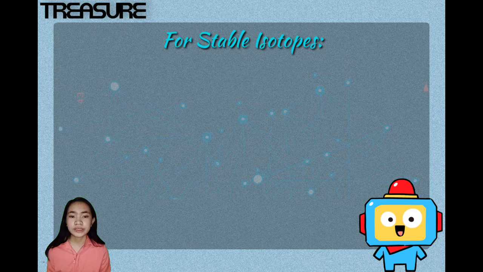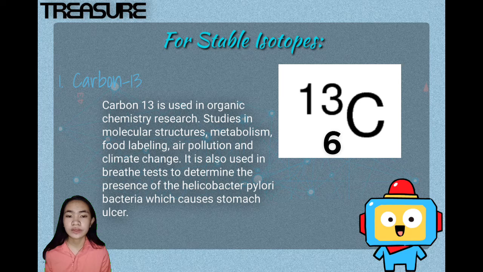For stable isotopes, we have carbon-13 first. Carbon-13 is used in organic chemistry research, studies in molecular structures, metabolism, food labeling, air pollution, and climate change. It is also used in breath tests to determine the presence of Helicobacter pylori bacteria, which causes stomach ulcers.